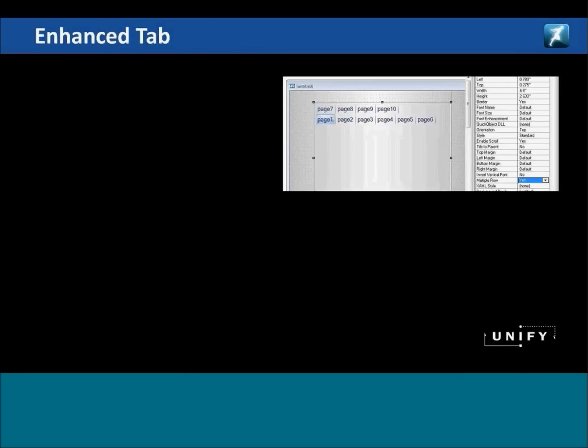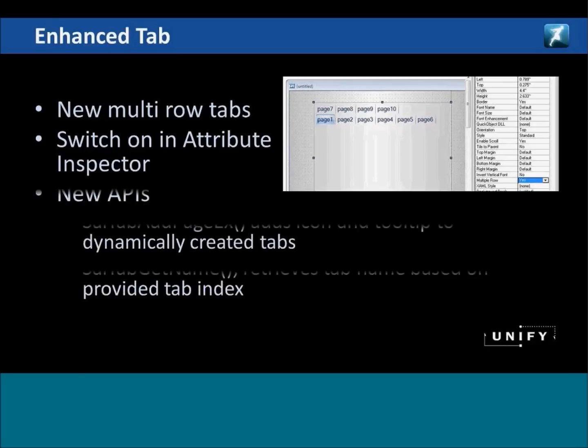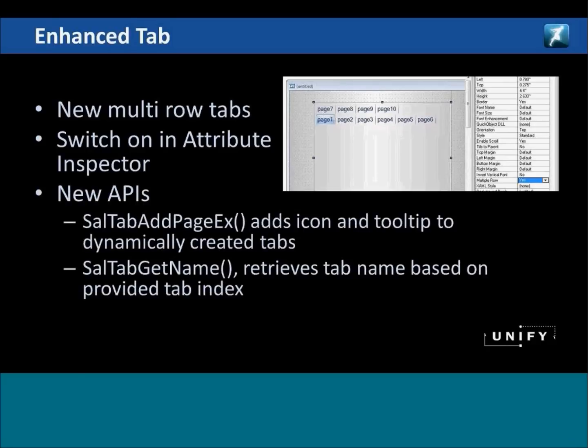The tab basically has been enhanced to include multi-row tabs. In the Attribute Inspector, you set multi-row tabs to yes, and then you get the tabs in multiple rows instead of needing to scroll through a number of tabs on top of the control. SAL Tab Add Page X adds icon and tooltip to dynamically created tabs, and SAL Tab Get Name retrieves the tab name based on a provided tab index.